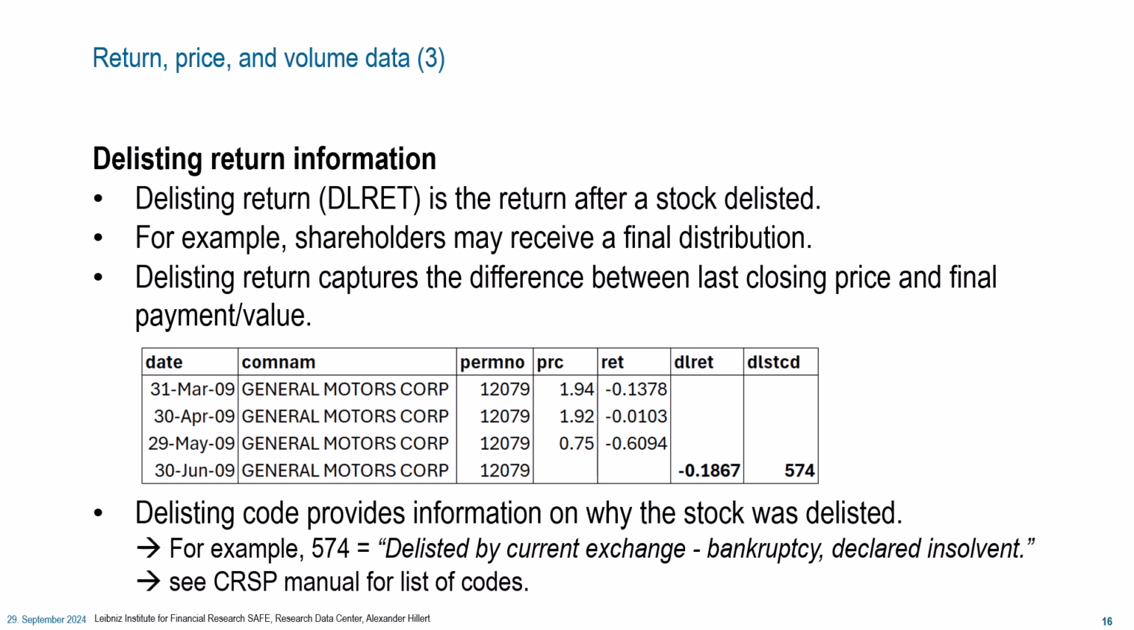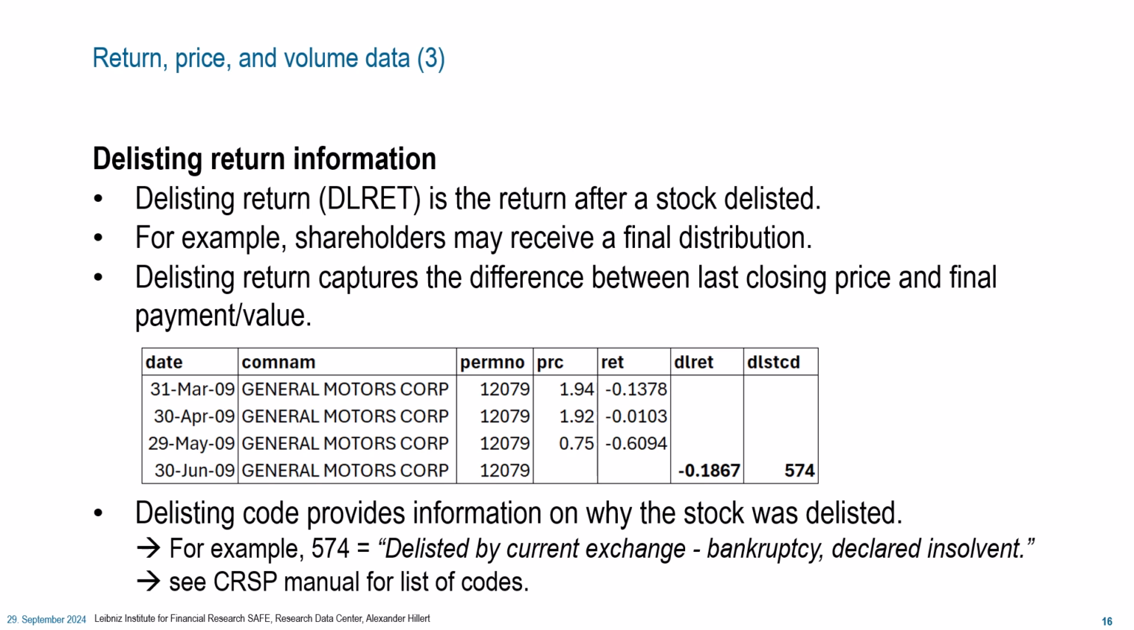What is the idea of the delisting return? The previous two return variables that we talked about are only available as long as a stock is listed at an exchange. However, if a firm, for example, files for bankruptcy, or if a firm is taken over by a different company, the stock will be delisted. However, even after a stock is delisted, shareholders may receive a final distribution. For example, if a company is taken over by a different company, the shareholders might be compensated by a cash payment from the acquiring company.